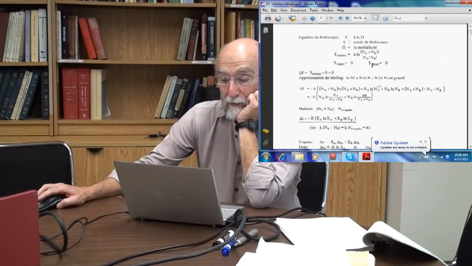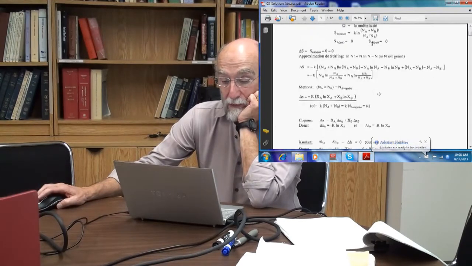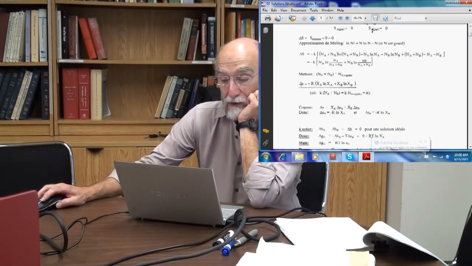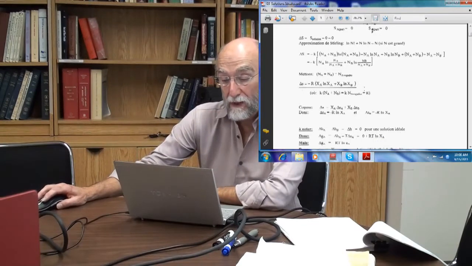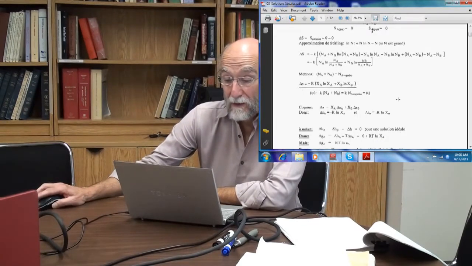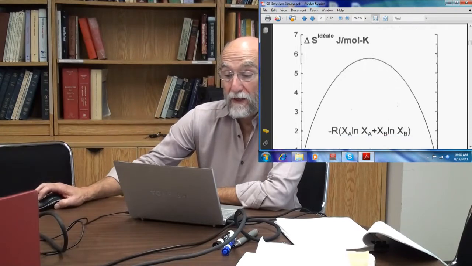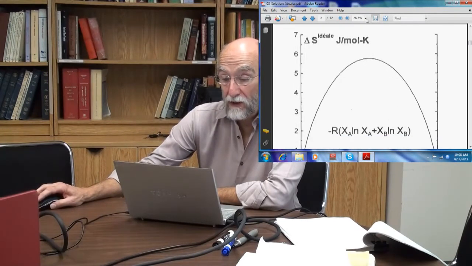Alright, we're talking here about ideal solutions. Just a quick review of what we showed for the ideal solution. This is the entropy of mixing of an ideal solution. I don't know if I showed this one or not. This was just to see what it actually looks like.